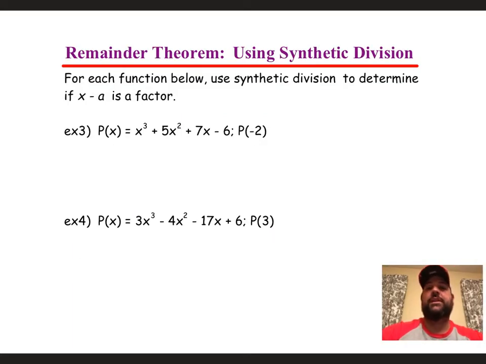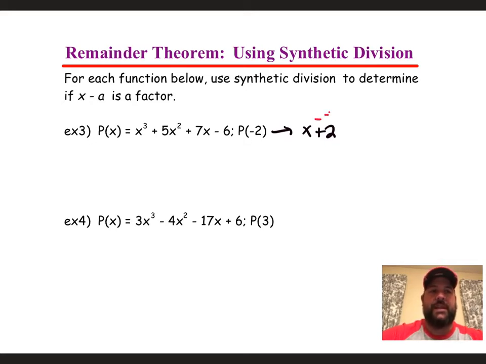All right, so let's take a look at two examples where we're going to use synthetic division to help us figure out whether or not a binomial is a factor. In number 3, it says p of x equals x cubed plus 5x squared plus 7x minus 6. And we want to know what p of negative 2 is. Now what that means is I could substitute in negative 2, and I would see if I end up with 0, and if I do, then it's a factor. If I don't, it is not a factor. But the important thing to remember here is that p of negative 2 really corresponds to the binomial x plus 2, because when we have x plus 2, that's the same as minus negative 2.